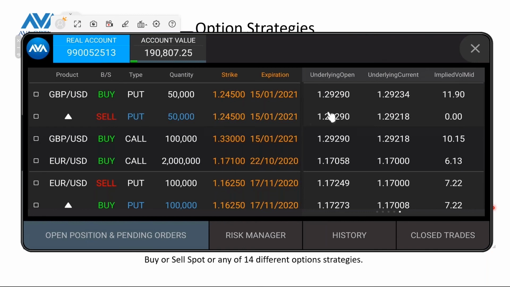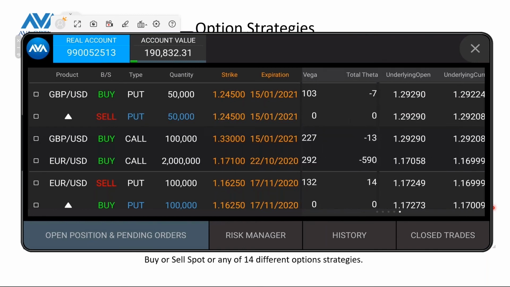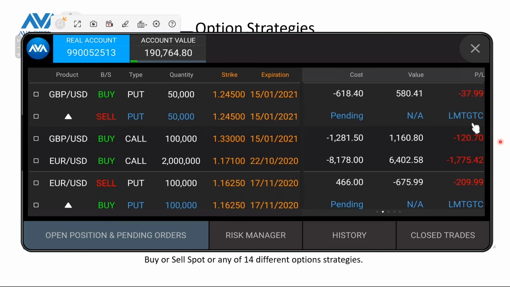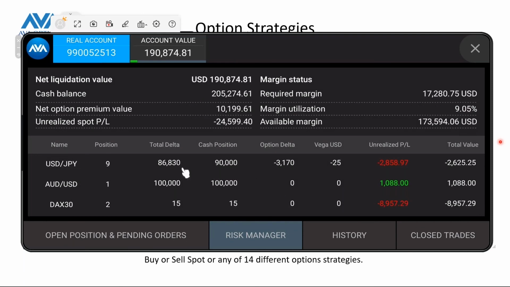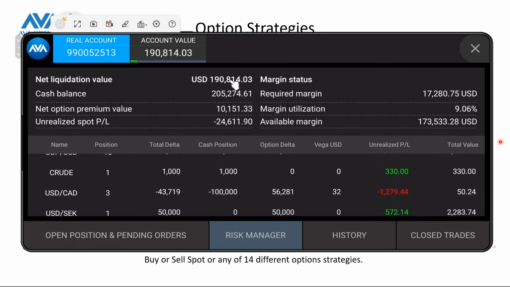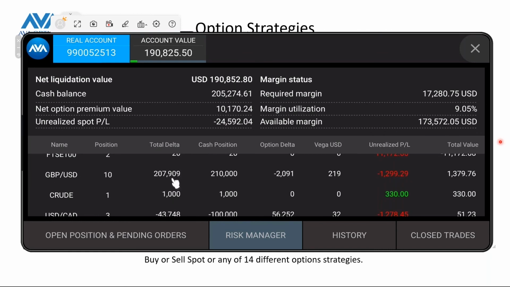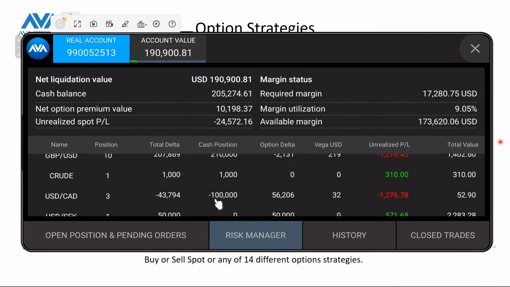I bought this put. I have an order to close it. I can scroll this over and see that it is a limit good till close, to close it at 678. So again, risk manager shows me my net risk for each asset. So in the pound, I'm long 207,000 equivalent of the pound. I'm long 210,000 from spot, from trading FX, and I'm short a little bit from options. In dollar CAD, I sold spot and I'm long from options, so my net exposure is short 50,000.